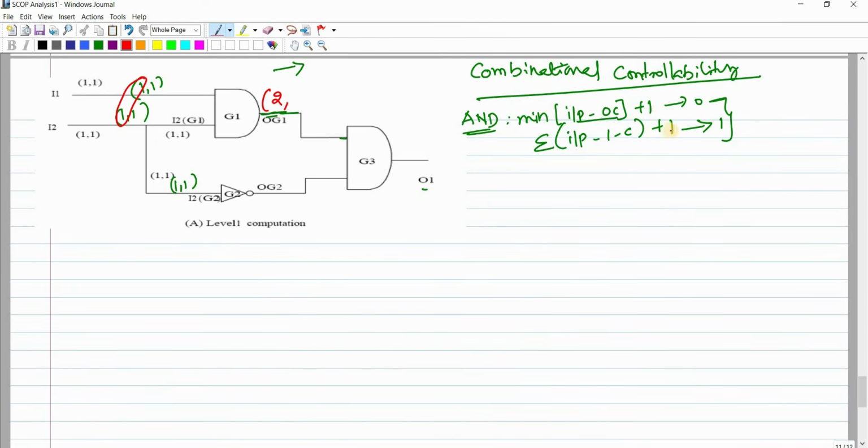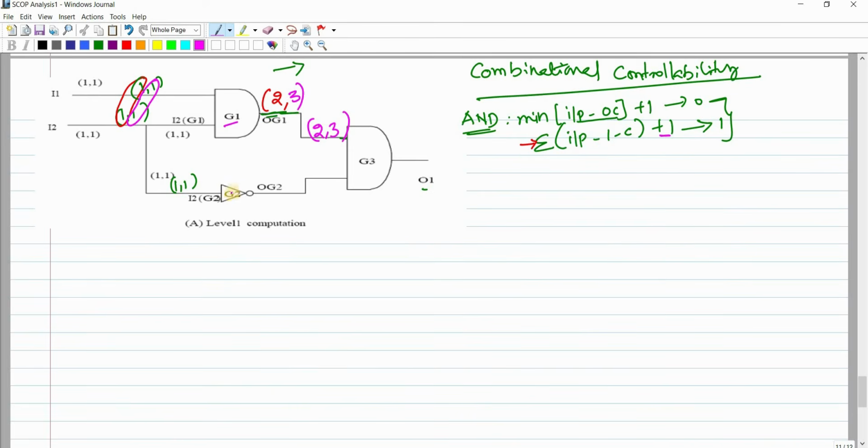So next, if you want to find out one controllability, you have to consider this formula: sum of input one controllabilities. So these are the input one controllabilities. Sum of, that means 1 plus 1, this 1. That means total 3. 2, 3. Okay. For Z1 it is completed. So here we can get 2, 3.